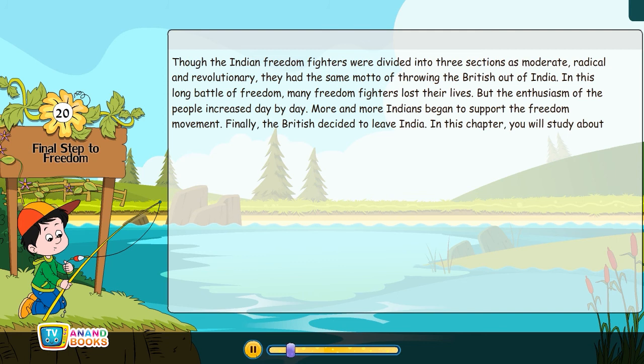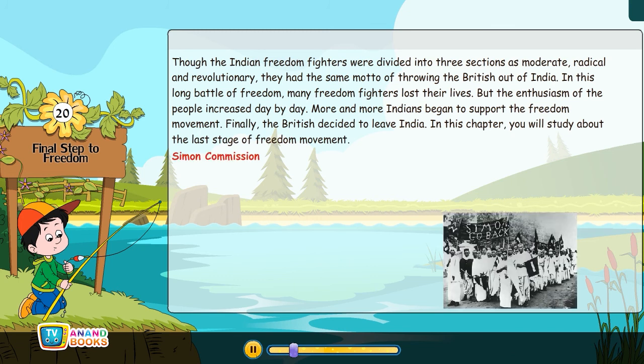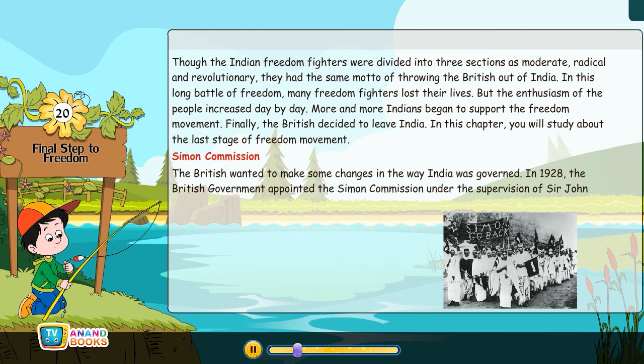In this chapter, you will study about the last stage of the freedom movement. Simon Commission. The British wanted to make some changes in the way India was governed. In 1928, the British government appointed the Simon Commission under the supervision of Sir John Simon to suggest some reforms in the working of the government of India.